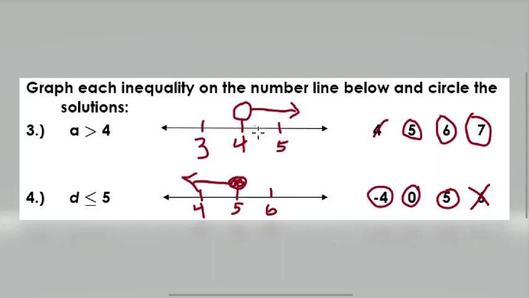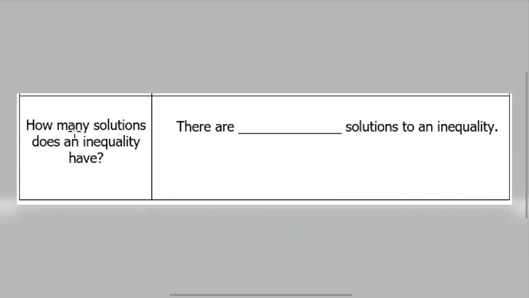So, inequalities have more than one solution. In fact, it says here, how many solutions does an inequality have? Inequalities have more than one solution. In fact, there are infinite solutions. Infinite means it goes on forever. So if I had x is less than 3, there are infinite possibilities of what x could be. It could be literally any number you can think of that's smaller than 3.